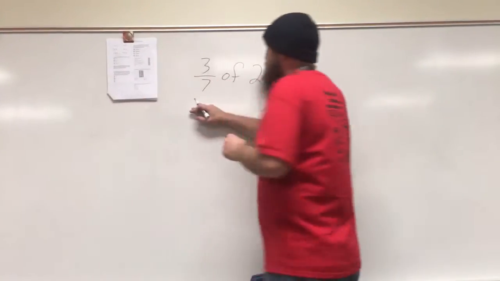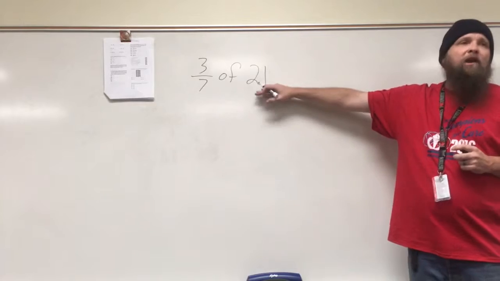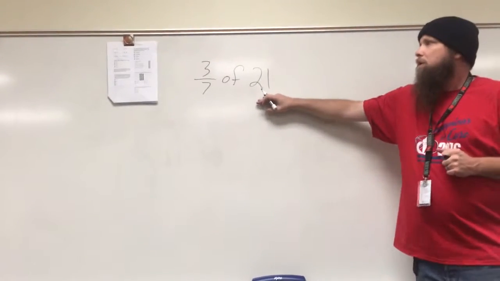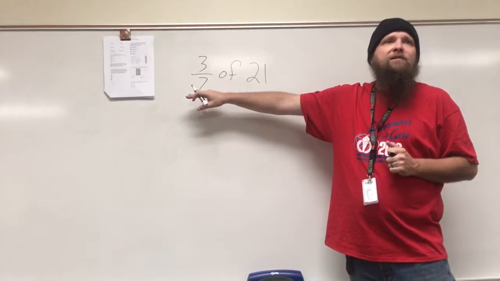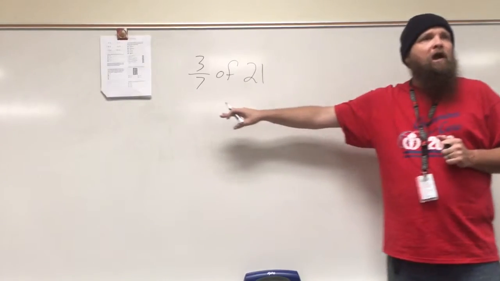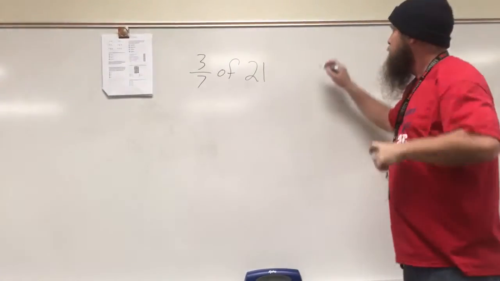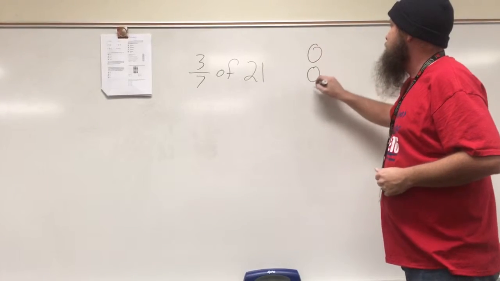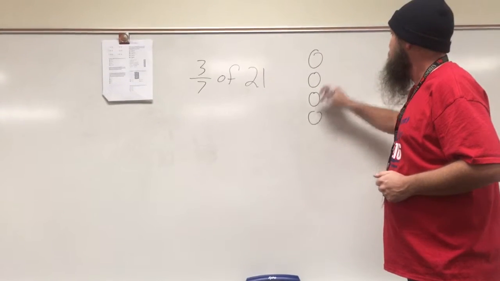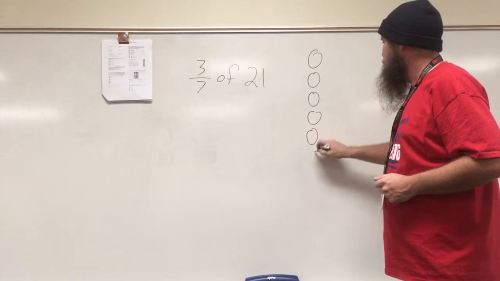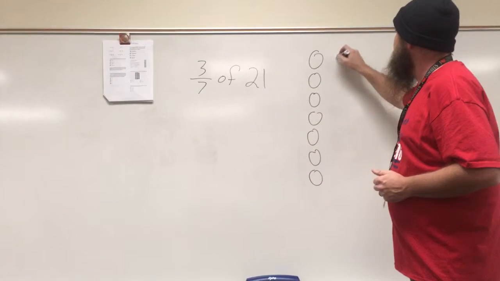So if I wanted to make a picture, I need 21 total counters. But I need them in groups of 7. So how many groups would I totally need? 3 groups of 7, because I'm going to have 21 total counters. 1, 2, 3, 4, 5, 6, 7.